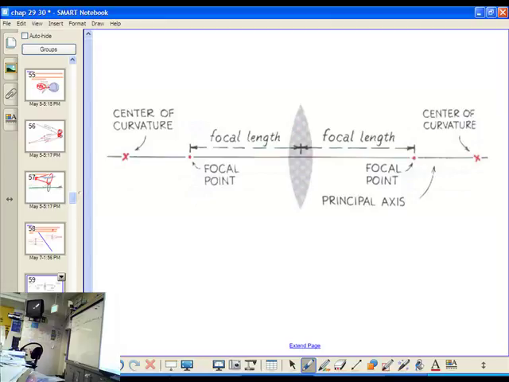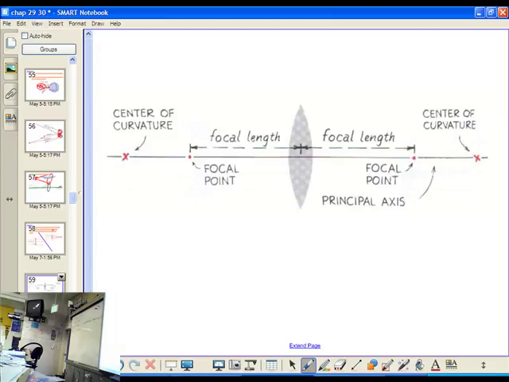So notice, we have our focal length. So we have a focal point on either side. Center of curvature, we mentioned that. The center of curvature is twice the focal length. Here, these are spherical lenses, so this would be the center of that circle, the center of that sphere. The focal point is halfway in between. The principal axis is the line that goes through the middle here.